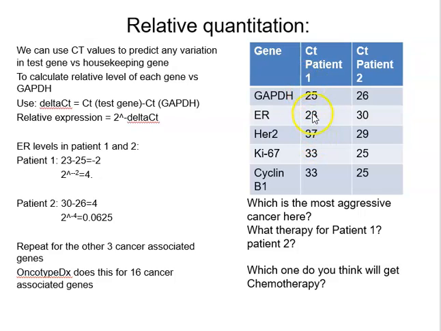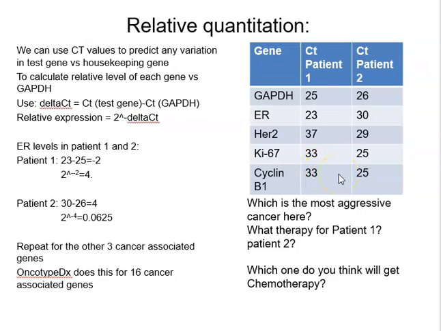In patient 1, not only is there a lot of estrogen receptor, there's very, very little HER2, whereas in this one, there's comparatively a lot of HER2. So this is likely to be an estrogen receptor positive cancer. This is likely to be a HER2 positive cancer. This one has got very little Ki67, this has got lots of Ki67, this is proliferative. This has also got lots of cyclin B1, this has got less.